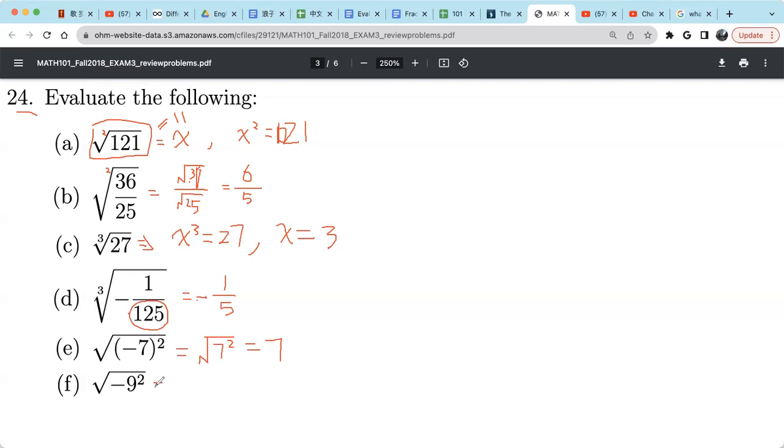But this one, F, is -9 squared, right? This square has nothing to do with the negative sign because we don't have parentheses around -9. That means this square only applies to the number 9. So we get 81. Right, 9 squared is 81.